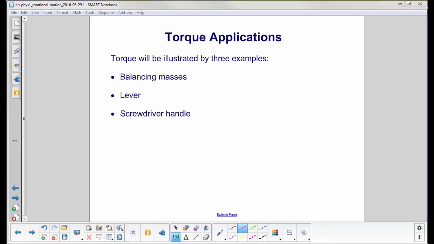To better understand torque, we're going to work through three examples. We're going to balance masses on either side of a fulcrum. We are also going to talk about the lever and then a screwdriver handle.